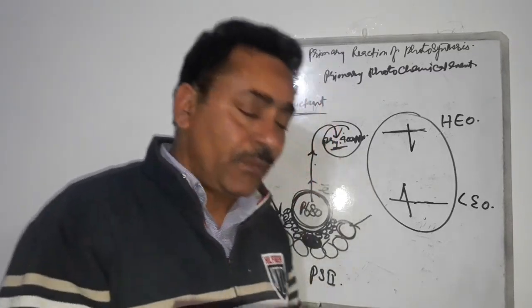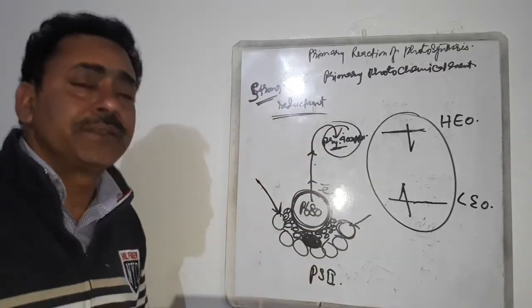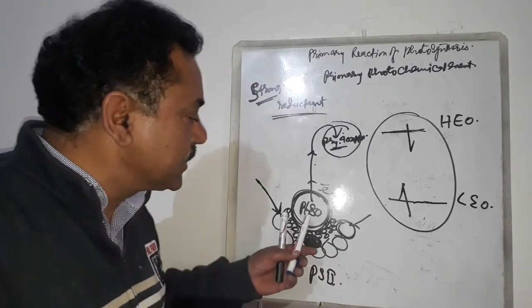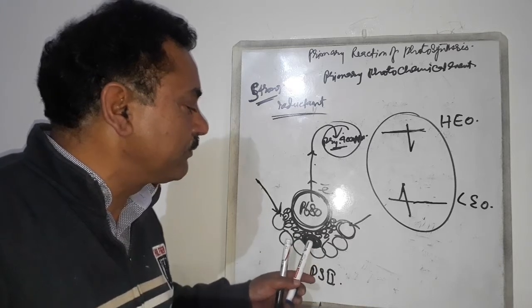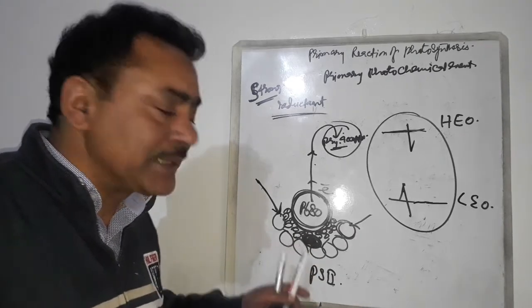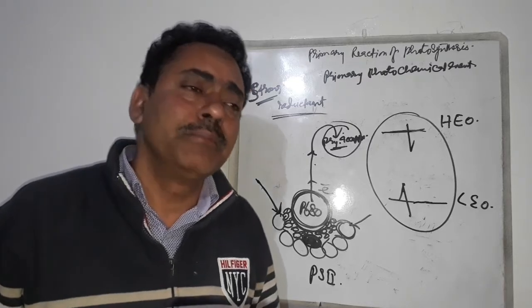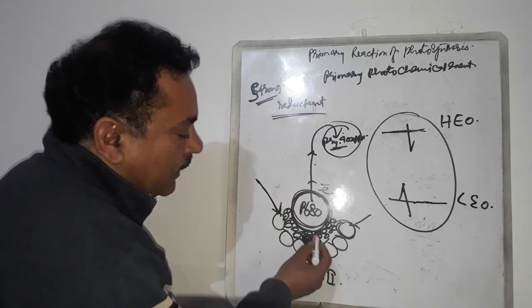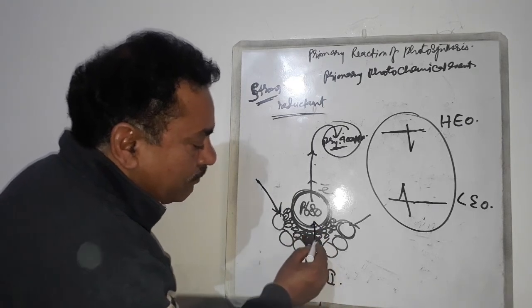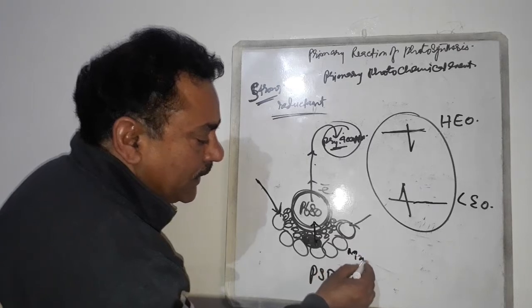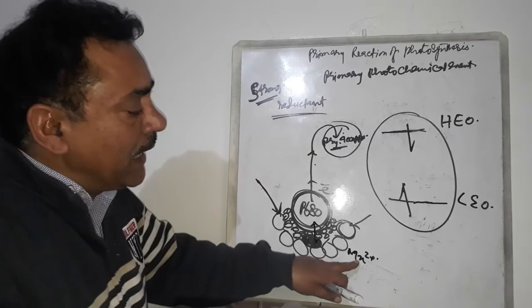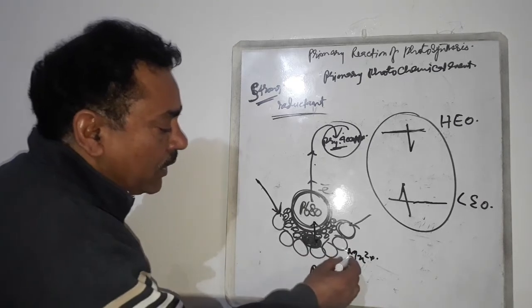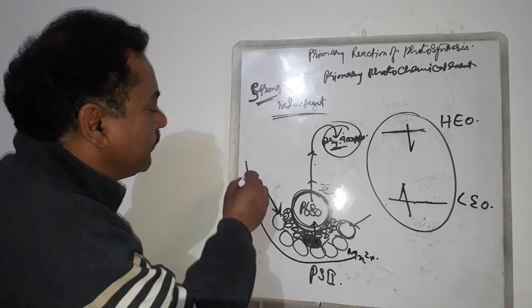But when P680 is oxidized, it will strongly attract an electron from manganese, which is present in its protein called metallic or manganese protein. So it will attract that electron from what? Manganese. Manganese will provide the electron. And when manganese provides the electron, this manganese strongly attracts an electron from water.